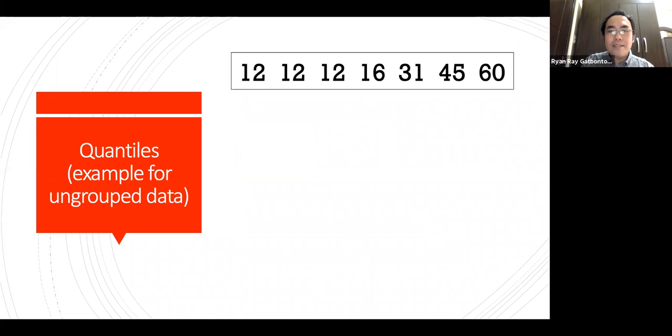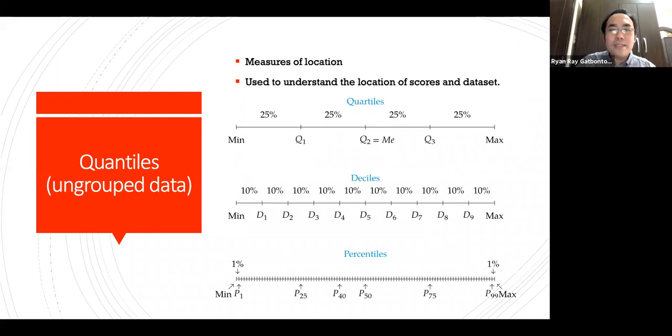Now the quantiles measure the location of your data and are used to understand the location of the scores in your data set. To give you a visualization of what quantiles or quartiles are, look at this number line.